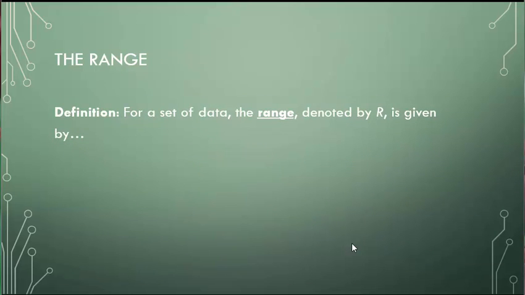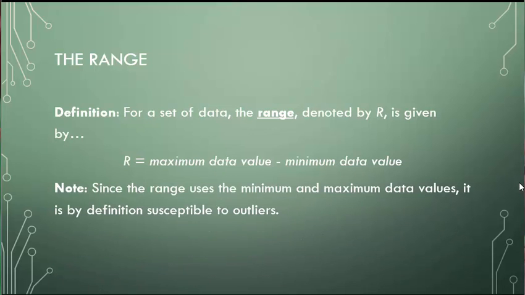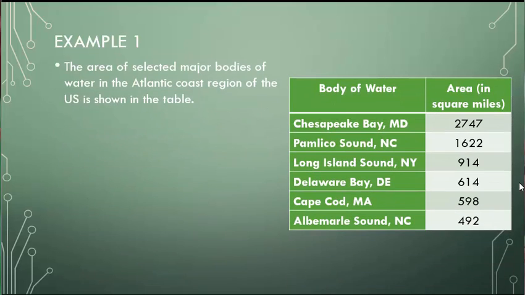It's called the range. We can say for a set of sample data, the range is given by the difference between the maximum and minimum data values. Now, as you can imagine, since we use these max and mins, just like with the mid-range, the range is susceptible to outliers, so we have to be cognizant of that. So let's just do an example and make sure we can compute the range.